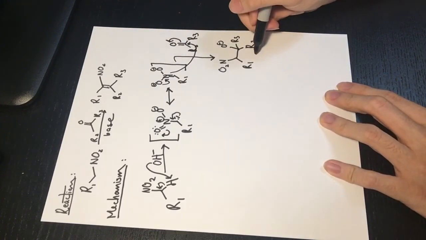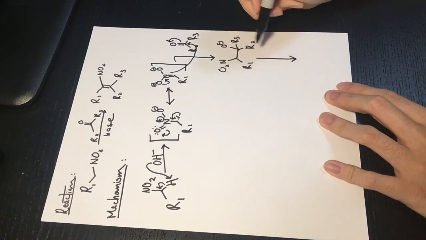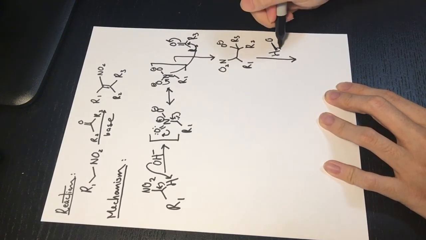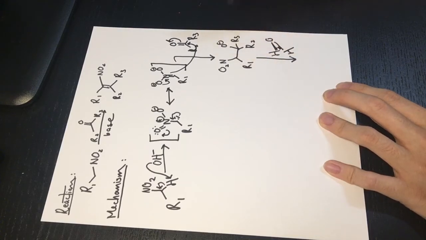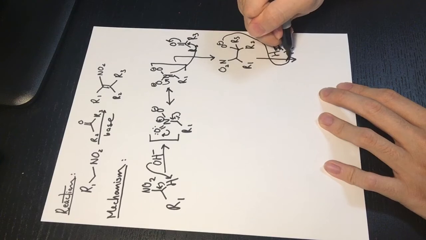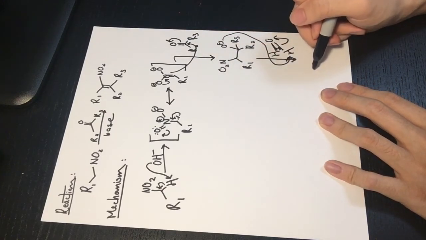So what happened next again? Yeah. We got some water. Actually, I'm going to make that O. Scratch that. So hydrogen's going to leave this water. We're going to pick up this, and we're going to end up with our beta-nitro alcohol.